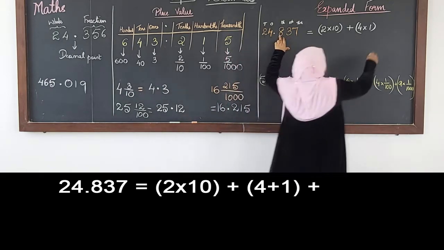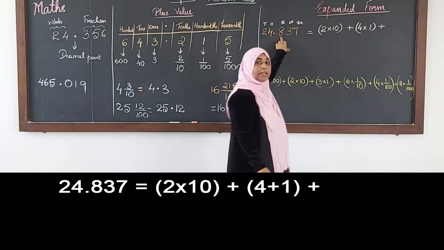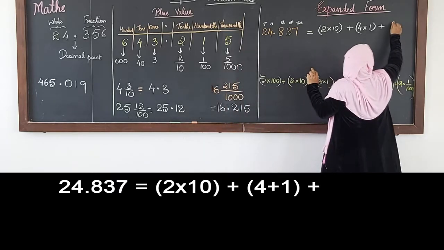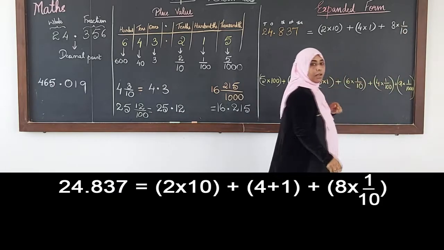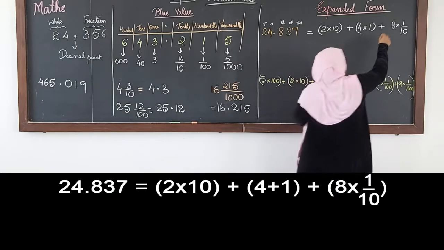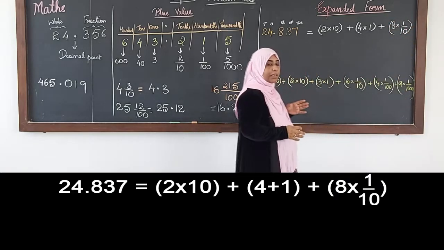So the first digit that I have in the fractional part is 8. Now 8 is in the 10th place, right? So 8 into 1 by 10. 1 by 10 means 10 parts are made. Out of 10 parts we are taking 8 parts. Okay, 10 equal parts are made, and from there we have taken 8 parts.